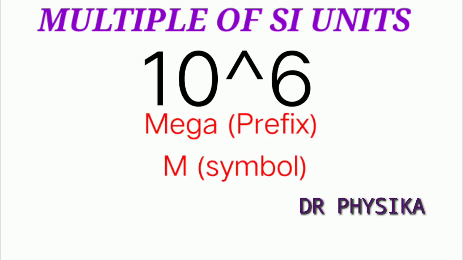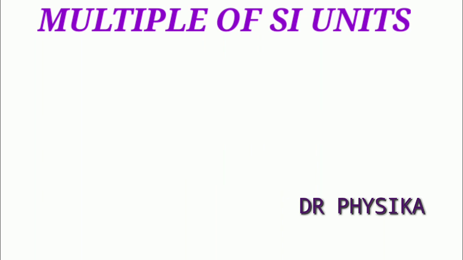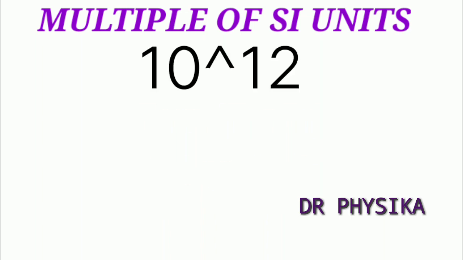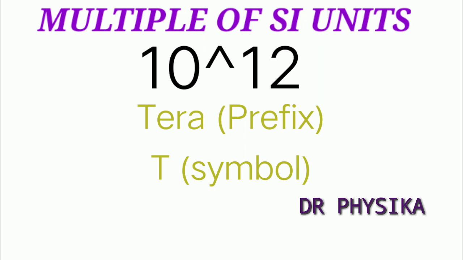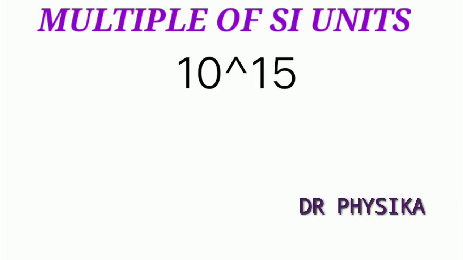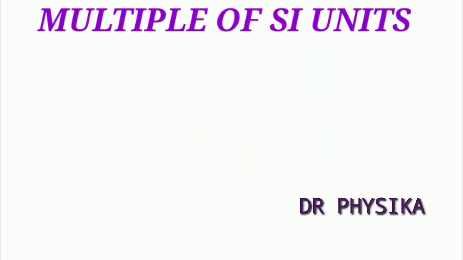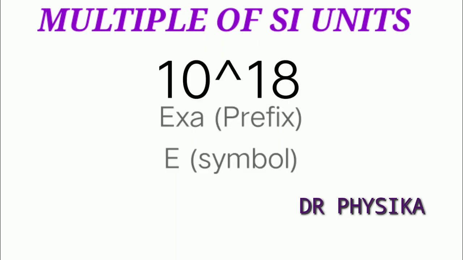Fourth, 10 raised to 6 is mega, and the symbol of mega is big M. Fifth, 10 raised to 9 is giga, and the symbol of giga is big G. Sixth, 10 raised to 12 is tera, and the symbol of tera is big T. Seventh, 10 raised to 15 is peta, and the symbol of peta is big P. And the last is 10 raised to 18, exa, and the symbol of exa is big E.